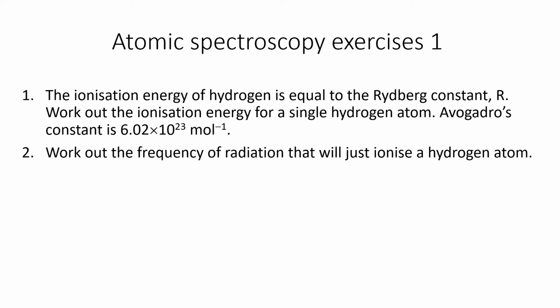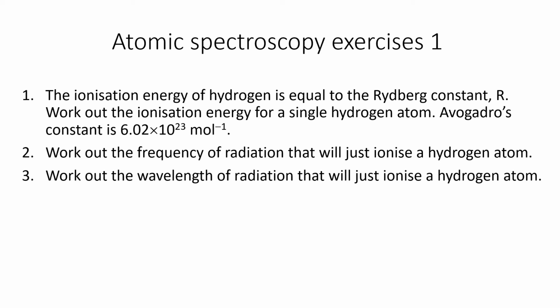So next question, working out the frequency of radiation that will just ionize a hydrogen atom. So we're going to be using the energy for a hydrogen atom from the first question and converting that energy into a frequency. Hopefully you remember the equation that's got E and f in it that we can use to convert between them. Our next question is working out the wavelength of that radiation that just ionizes a hydrogen atom. Again, we've got the frequency f, and hopefully you remember the equation that's got frequency and lambda for wavelength in it, so we can convert between the two.